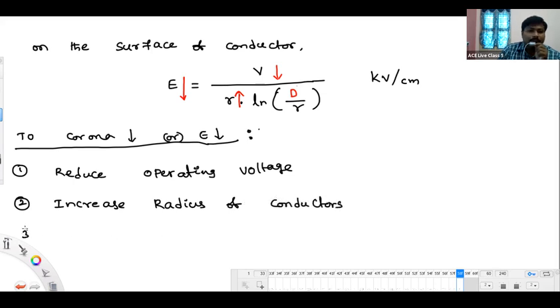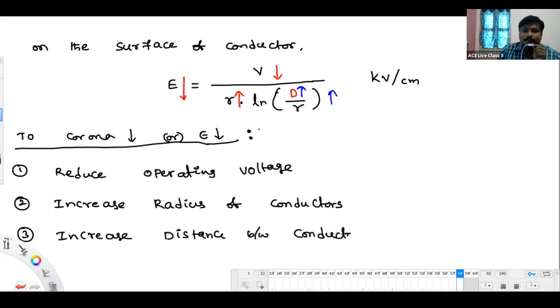Okay, next, the third one. I will be increasing the distance between the conductors. In that way, the denominator value will go high and the electric field intensity will decrease. So increase the distance between the conductors. These are the options we have.